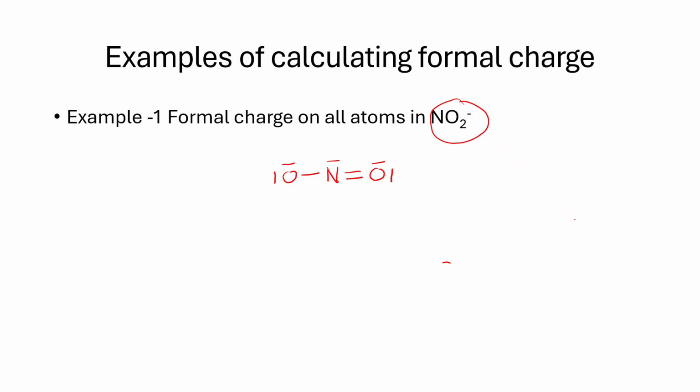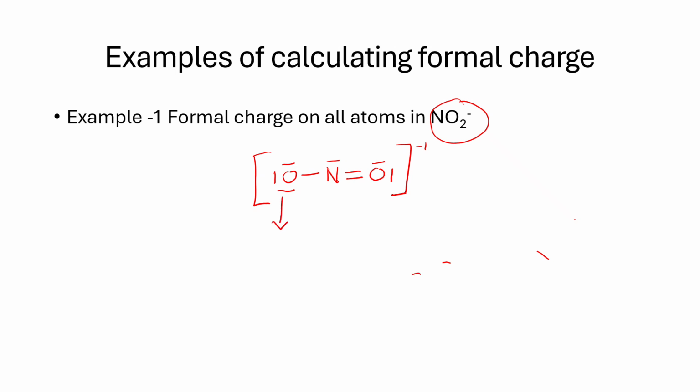This was the Lewis structure that we deduced. All right. So let's now calculate the formal charge on all the atoms in the species and then validate whether this particular Lewis structure is correct with respect to formal charges. All right. Let's first calculate the formal charge on this oxygen.